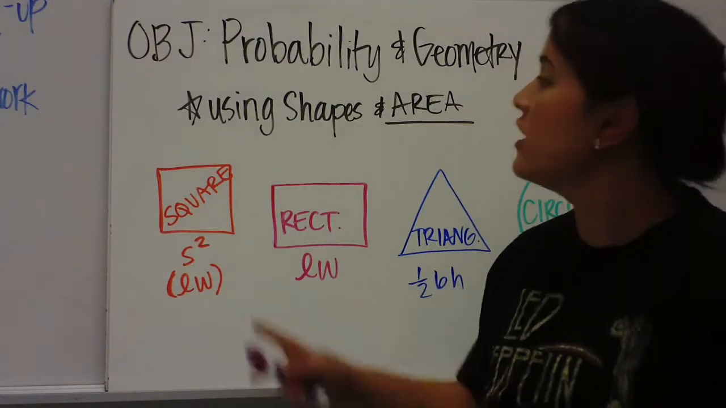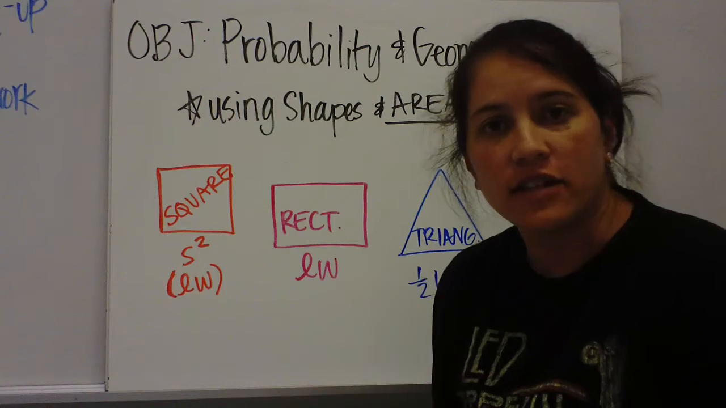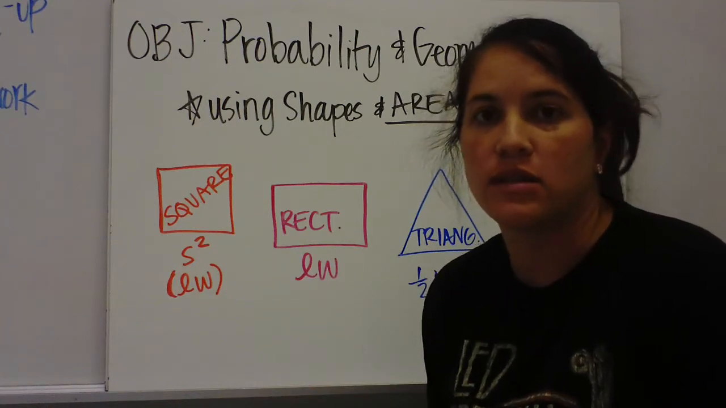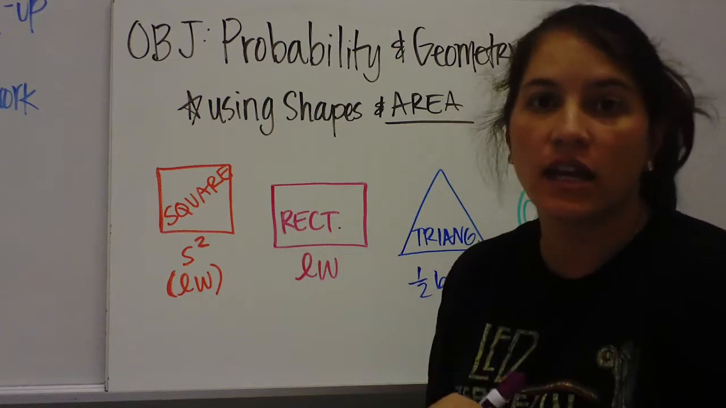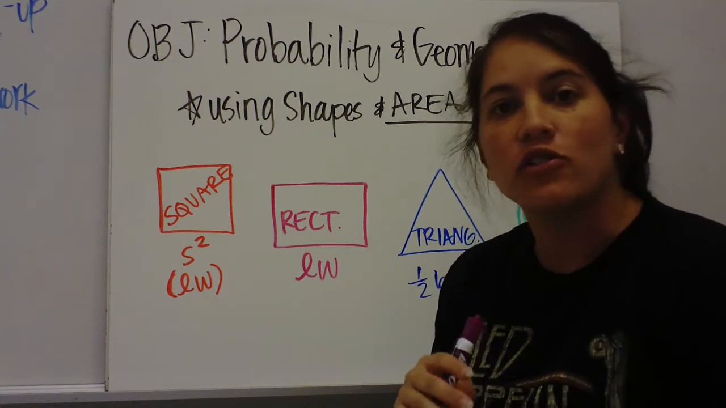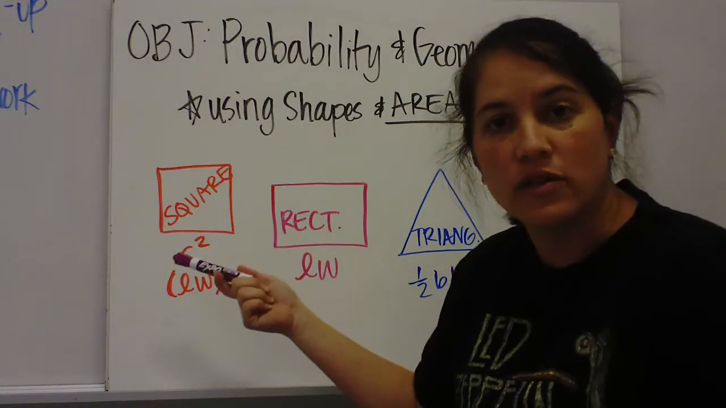Today's objective is probability and geometry. And the reason I've titled it probability and geometry is because it's all about finding the probability of hitting targets or making baskets where there are shapes involved. And here are the shapes that we will be using.